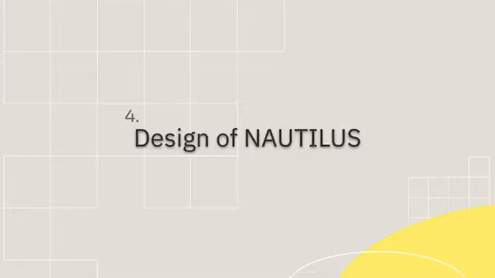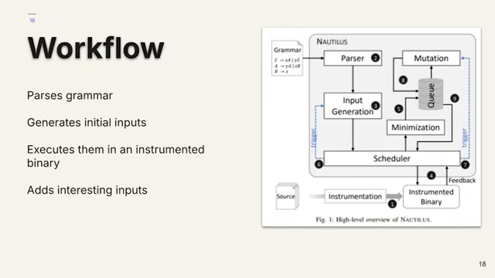4. Design of Nautilus. The image on the slide is the workflow of Nautilus. Nautilus starts by parsing the user-provided grammar and generating 1,000 initial random inputs from scratch. These inputs are then executed in the instrumented binary, which checks for new code coverage. If an input triggers new coverage, the scheduler minimizes the input in order to keep it efficient and fast, and then adds it to the queue.